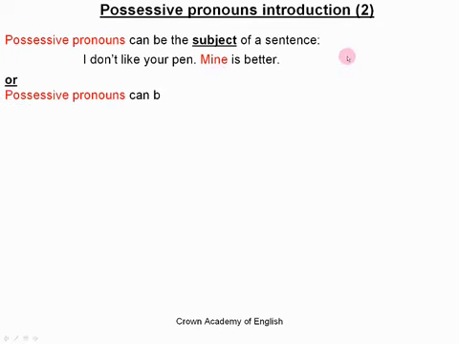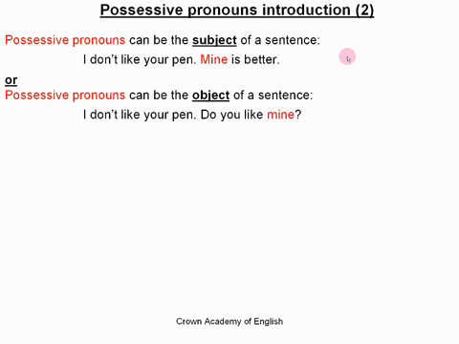Or possessive pronouns can be the object of a sentence. I don't like your pen. Do you like mine? So here, mine is the object of the sentence. And it means, do you like my pen? It is the object.